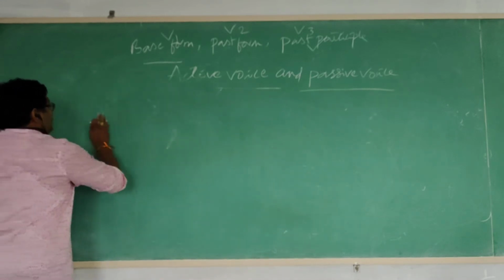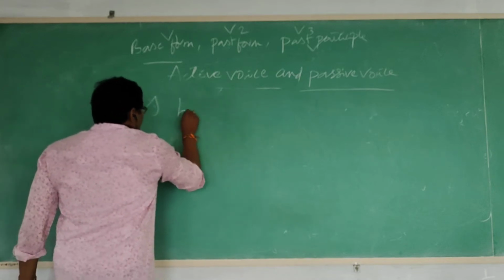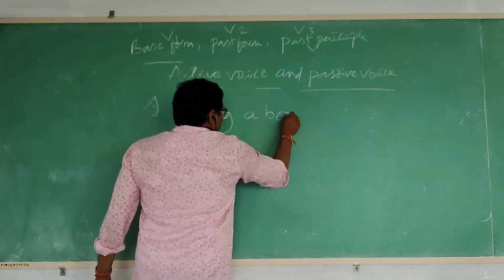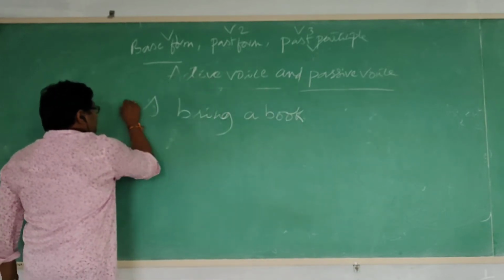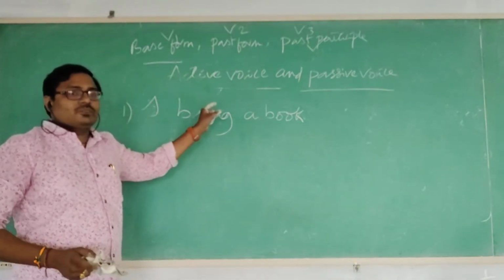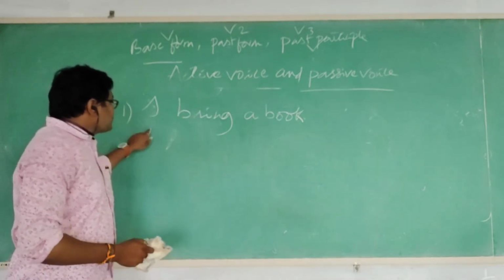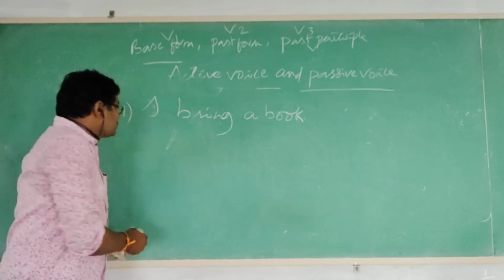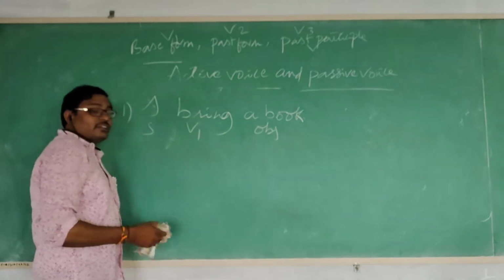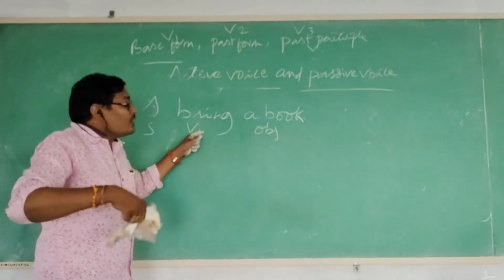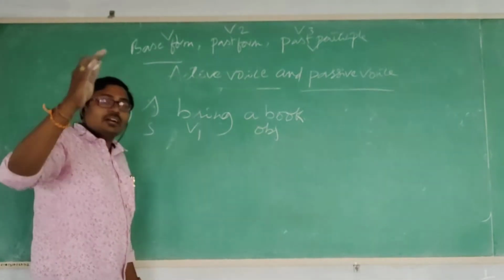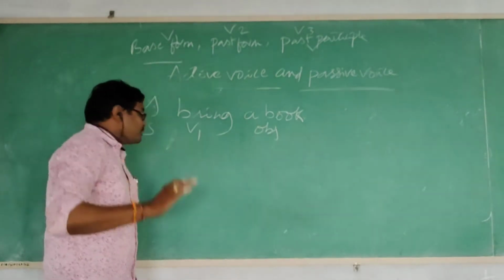See here, I bring a book. This is a sentence. Actually, this sentence is in simple present tense, right? Because this is subject, V1 and object. That's why we can say that this sentence is in simple present tense. Now, let us see how we can convert this sentence into passive voice.